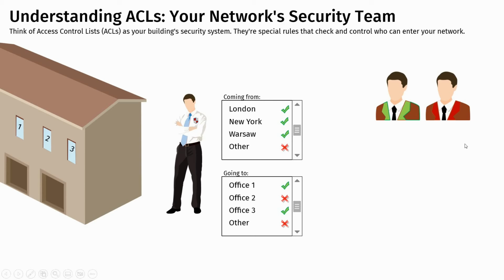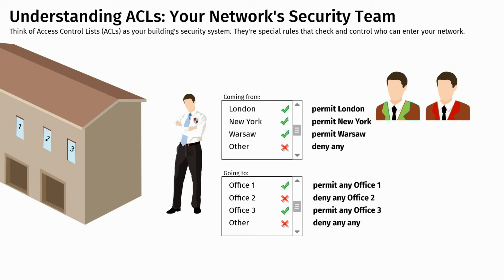This is the idea behind ACL. If we're going to use the first list only, coming from, this is a standard access list. I am interested in this piece of information only. Where are you coming from? Of course, when you think about networks, it's about permit and deny. Here, to simplify, I can say permit London, permit New York, permit Warsaw, deny any. When we go to a Cisco device, we'll replace London with an IP address. That's it.